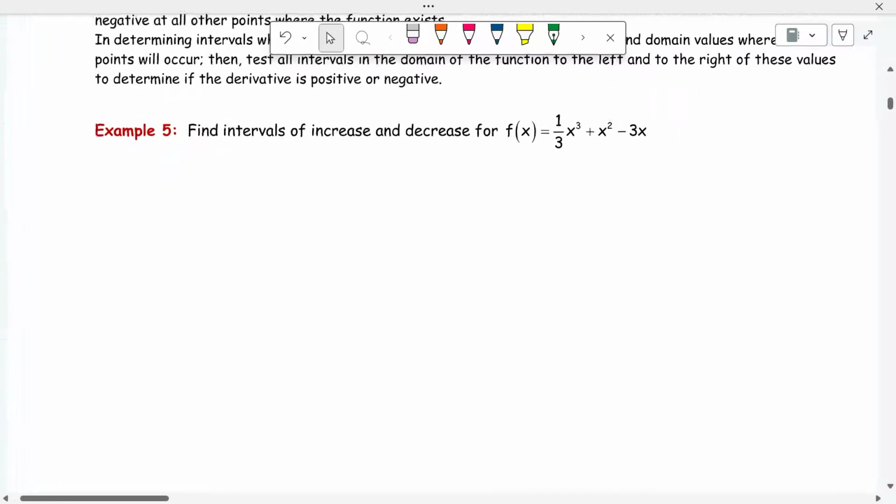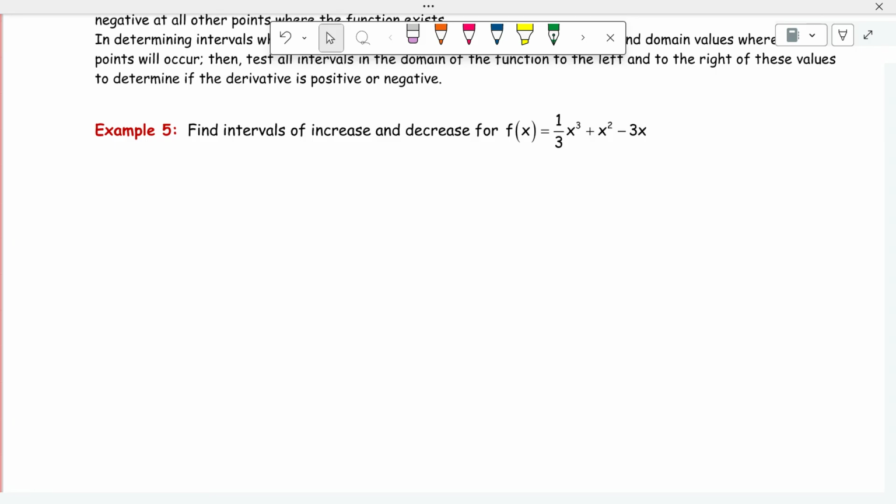So right here, find the intervals of increase and decrease for the function 1/3 x cubed plus x squared minus 3x. So this is a cubic graph, okay? So potentially it has how many turning points? Not x-intercepts, how many turning points? 2. Do you guys agree that there's 2 turning points? Could potentially have 3 x-intercepts, but that's not what I'm asking. So it has potentially 2 turning points.